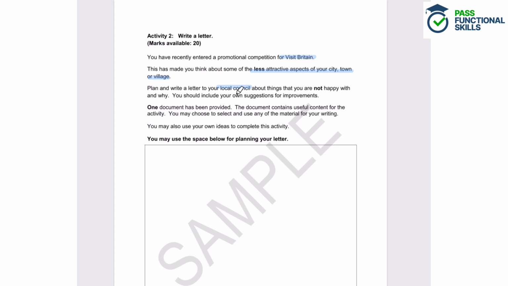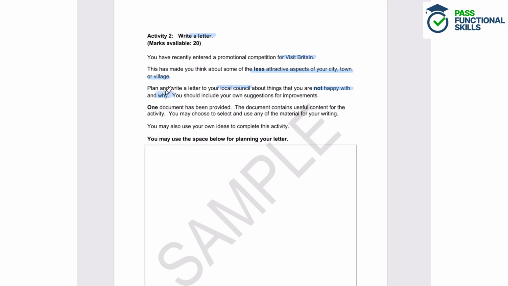So here we're making a complaint to the council, and we're writing in the text type of a letter. So the previous question asked us to write an article, and now we've got a different text type to consider. So make sure that you're familiar with using a variety of text types before your exam. And we're focusing on things that we're not happy with, and then we need to explain why.